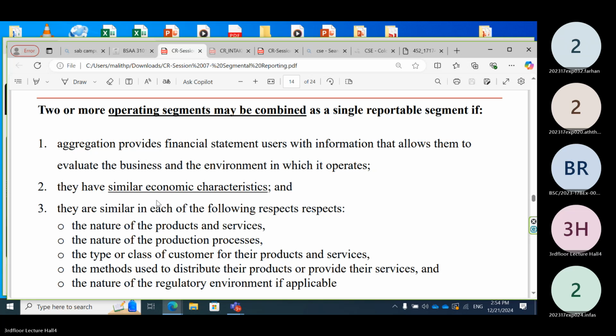Now, say we are a dairy manufacturing company. We are producing yogurt, fresh milk, and cheese.